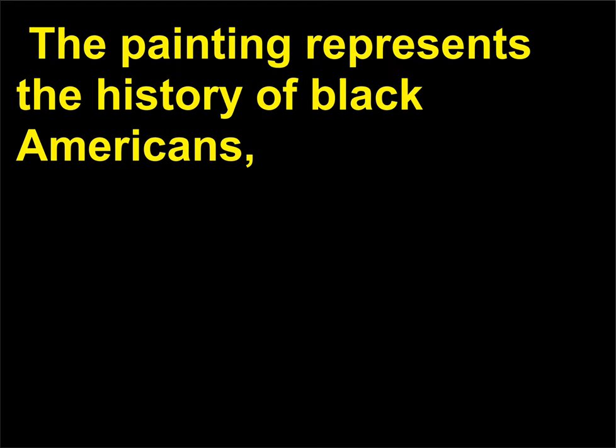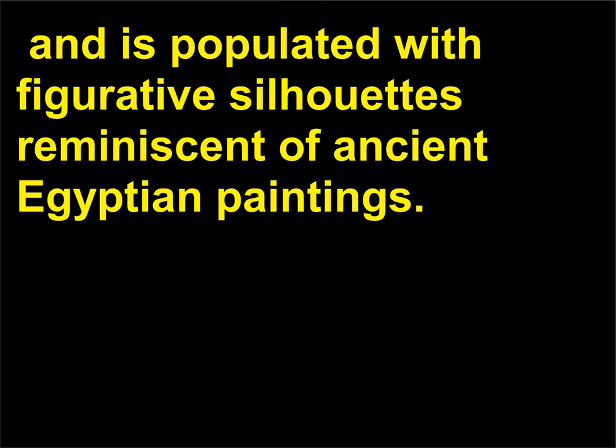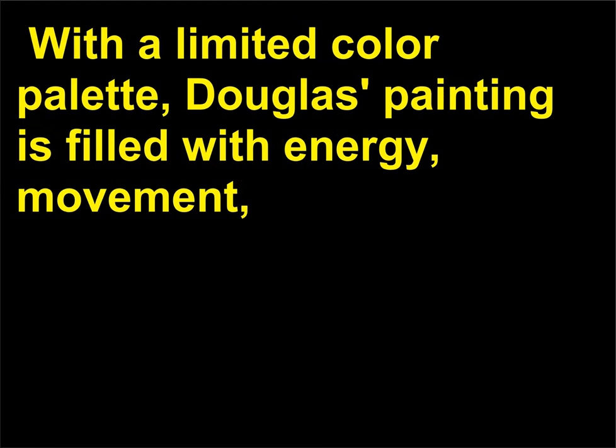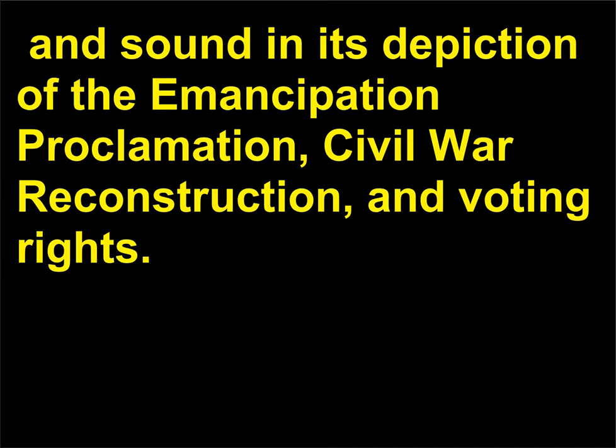The painting represents the history of black Americans and is populated with figurative silhouettes reminiscent of ancient Egyptian paintings. With a limited color palette, Douglas' painting is filled with energy, movement, and sound in its depiction of the Emancipation Proclamation, Civil War Reconstruction, and voting rights.